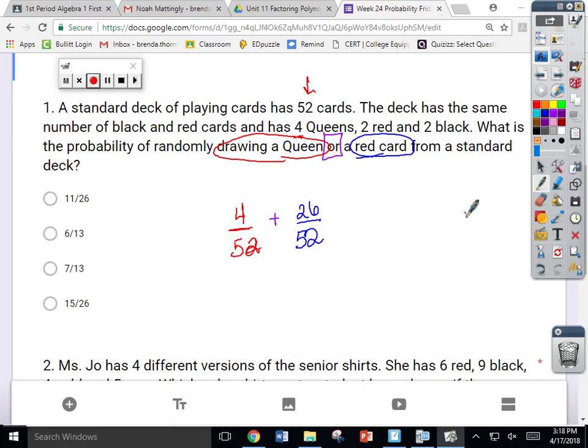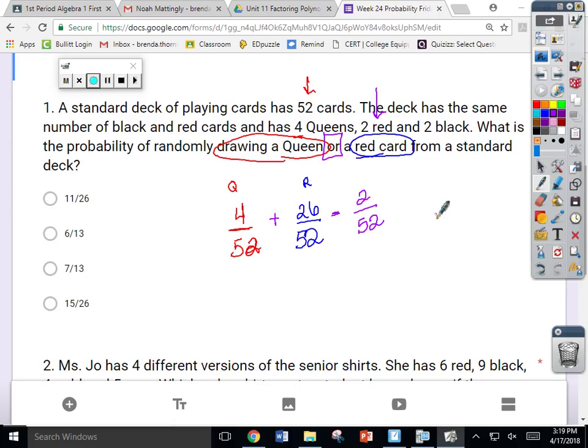The answer to this is not 30 over 52 or whatever that is reduced, because there's something that I've accounted for twice. See here, there are queens, and there are 2 red and 2 black. Here, this is all my red cards. This also includes queens. So I would have to take out the red queens, which would be 2 of them, so that I'm not double counting those. So that's why I would have to take away 2 over 52.